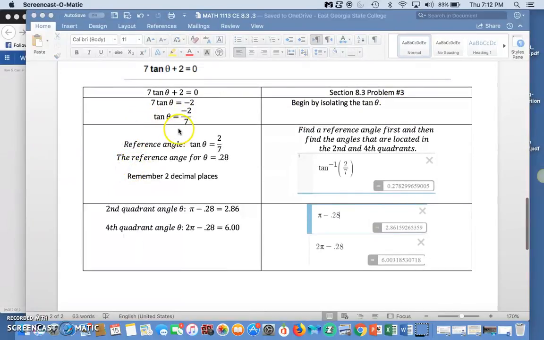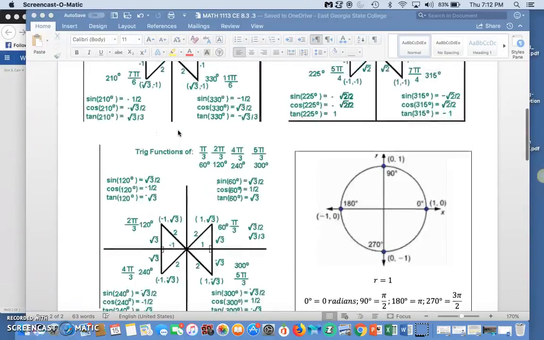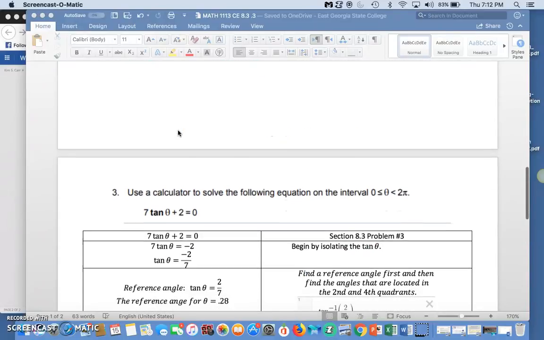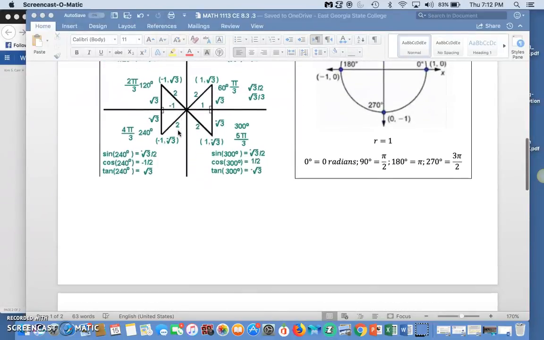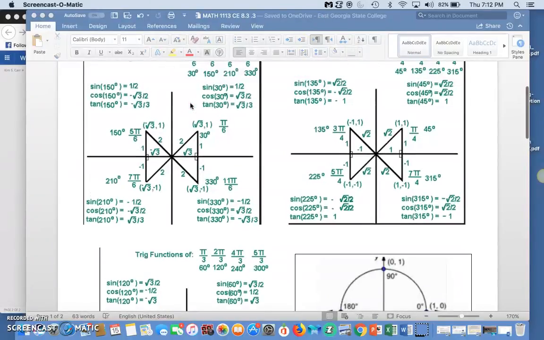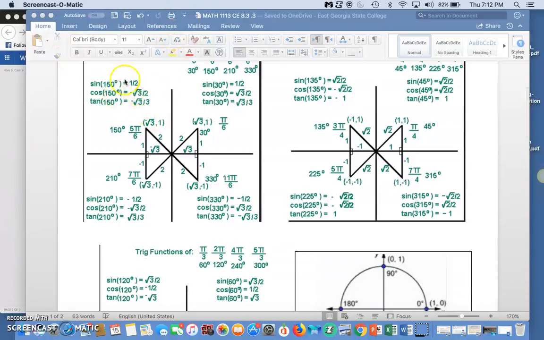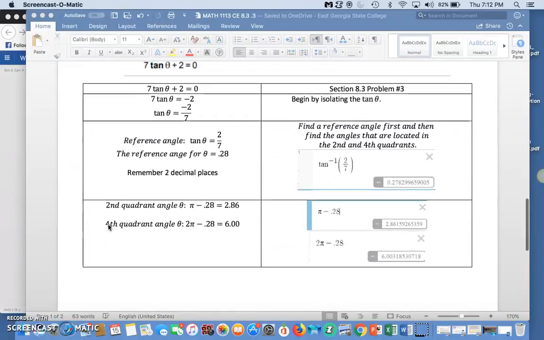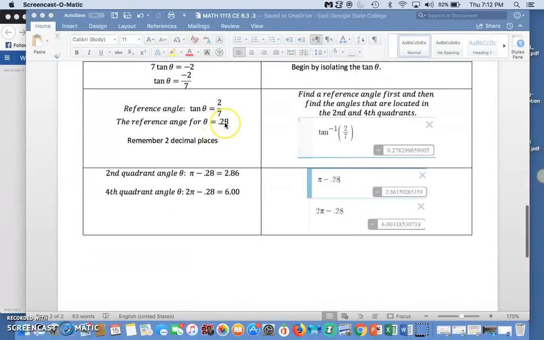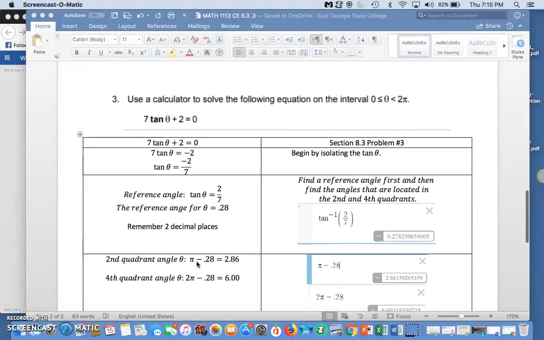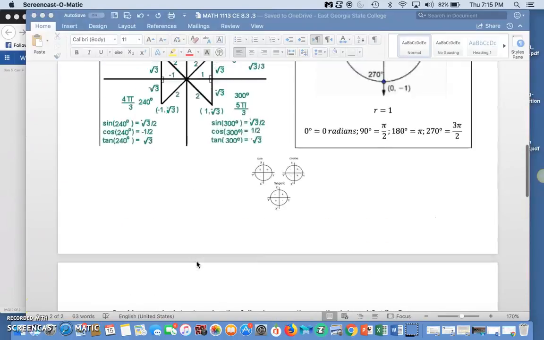Okay, well, the tangent is negative. So remember the quadrants that tangent is negative in. We're not worried about being one of these special angles. All I want you to remember is where tangent is negative. Tangent is negative in the second and fourth. So that's all that you need to worry about, is the fact that tangent is negative in the second and fourth.